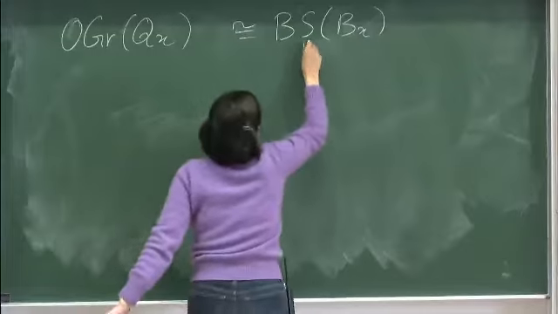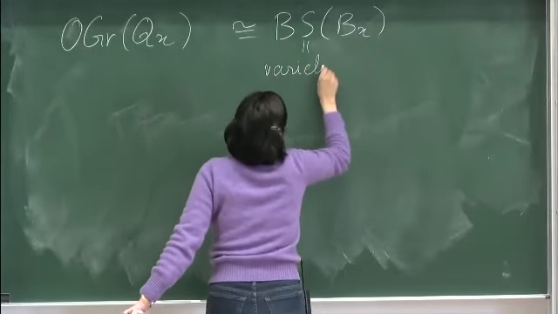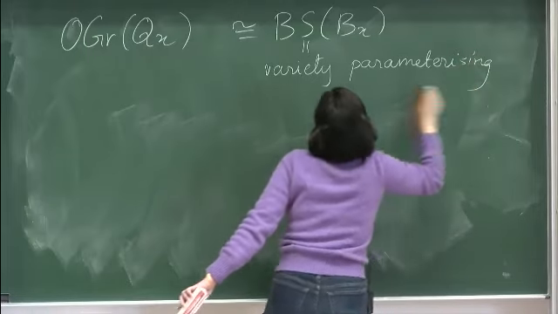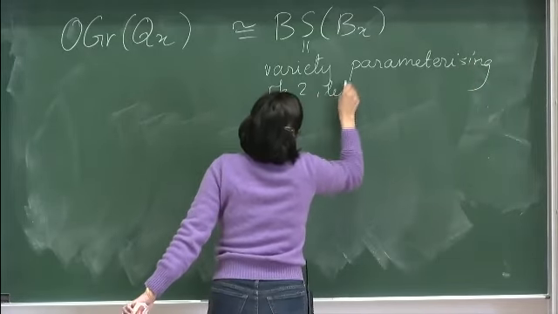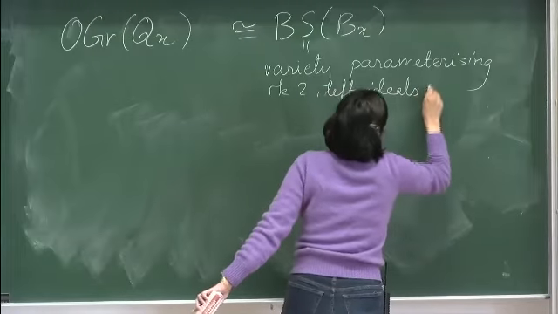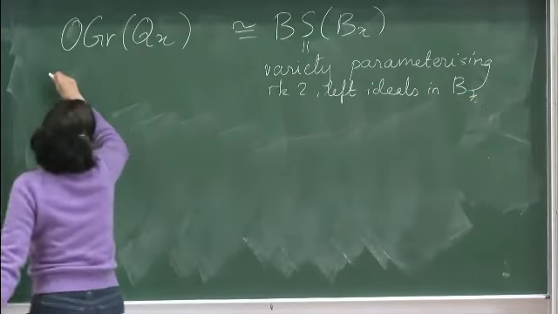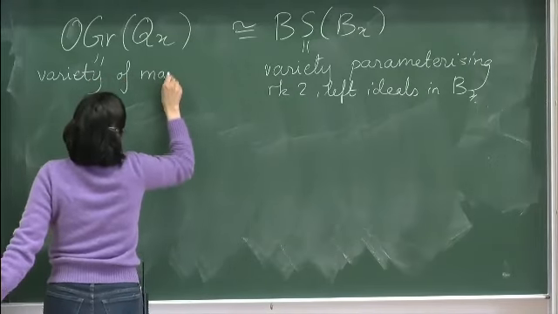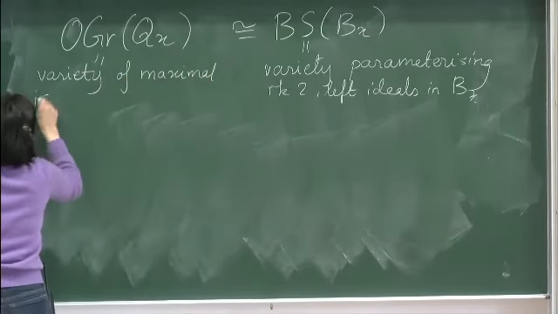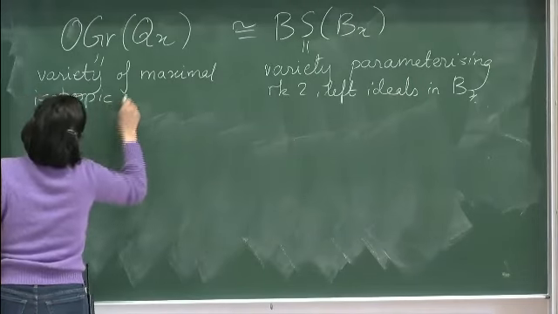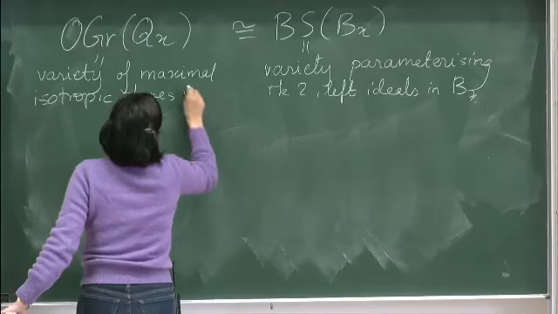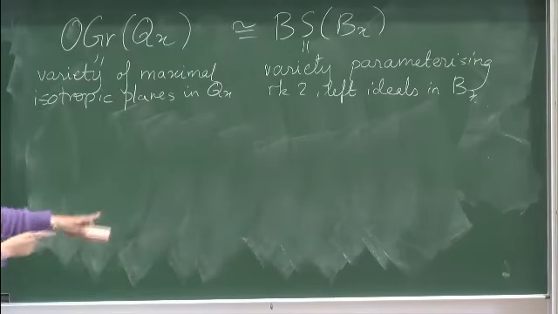So what is this? This is the variety parametrizing rank 2 left ideals in B sub x, and this is the variety of maximal isotropic planes. Isotropic planes. So this is the conic bundle. This is actually a conic bundle that lives on M.